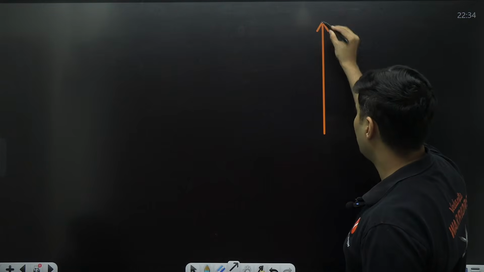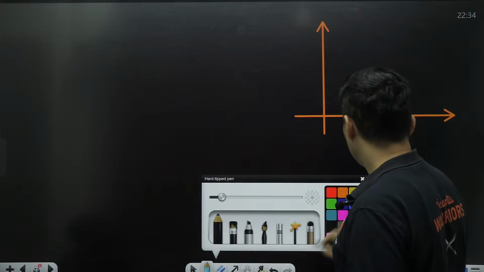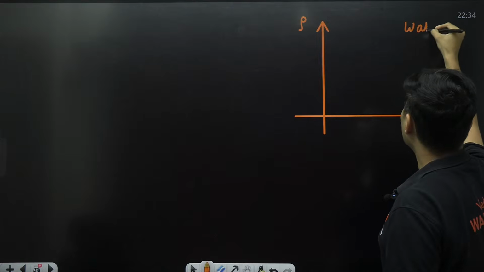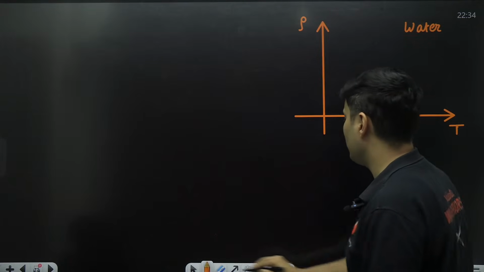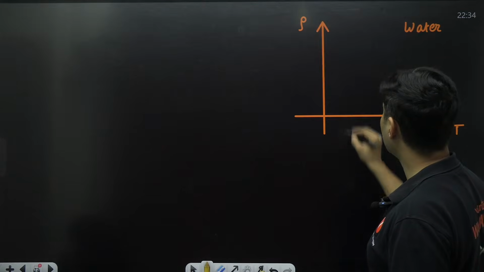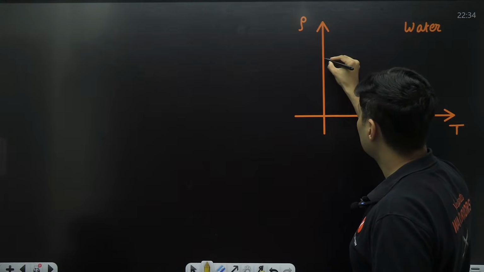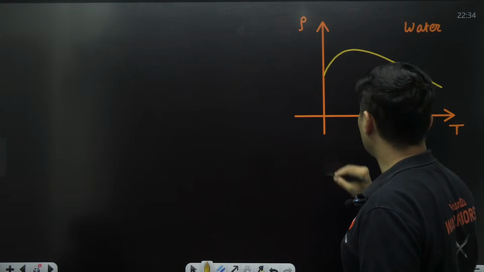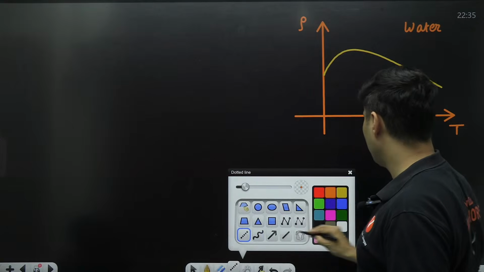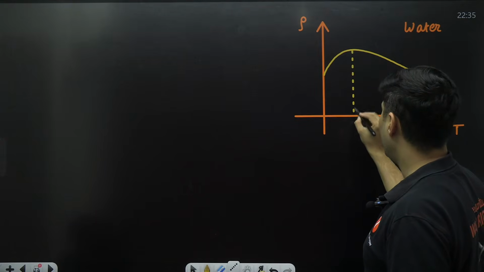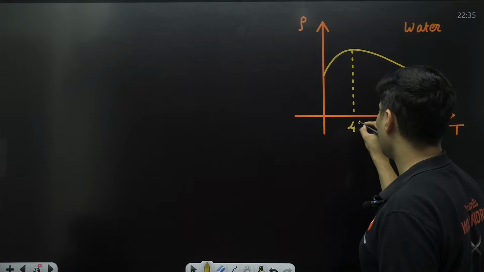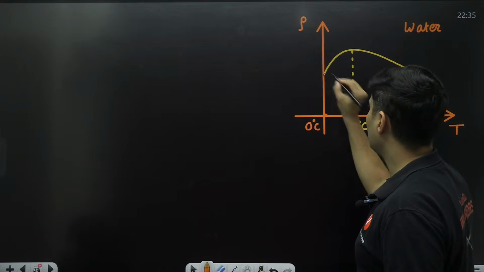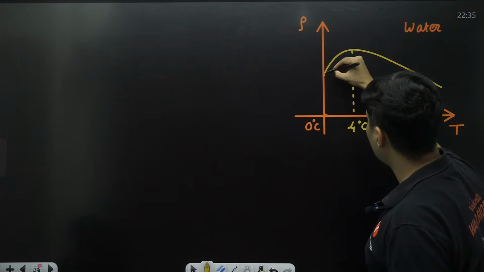See, if you draw the graph of density versus temperature for water specifically, then that graph looks something like this. Very, very important graph. Observe it carefully. And this graph peaks at 4 degrees Celsius. That is the most important thing. And at 0 degrees Celsius, it is over here. This is the density. Now the anomalous behavior happens here.